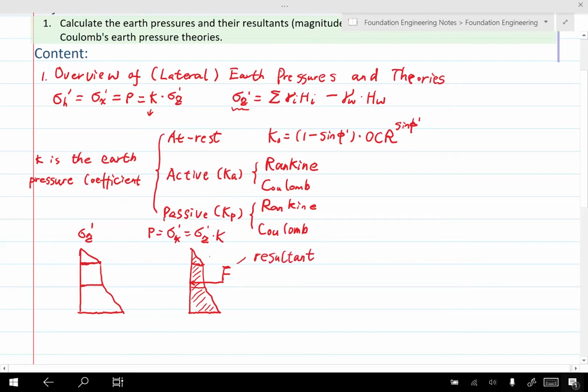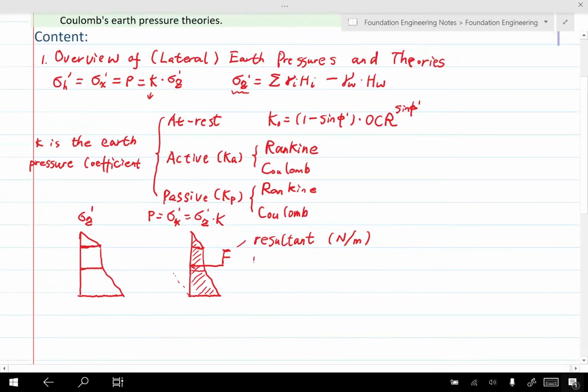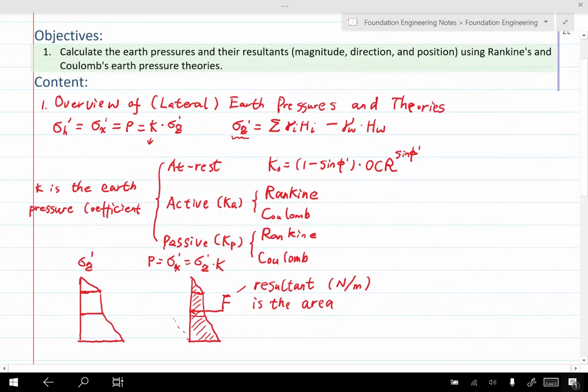And since we are considering only a 2D case, we do not consider the direction that is perpendicular to this piece of paper or this cross section, then the unit should be Newton per meter. So we multiply this resultant with the width, then we will get a Newton, get a force. And this one is the area of the pressure distribution. For the direction, because we're talking about the horizontal pressure, the resultant of the horizontal pressure should also be horizontal. So it's not difficult to determine that one.